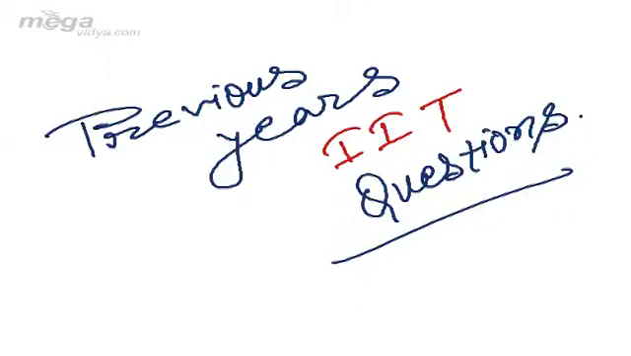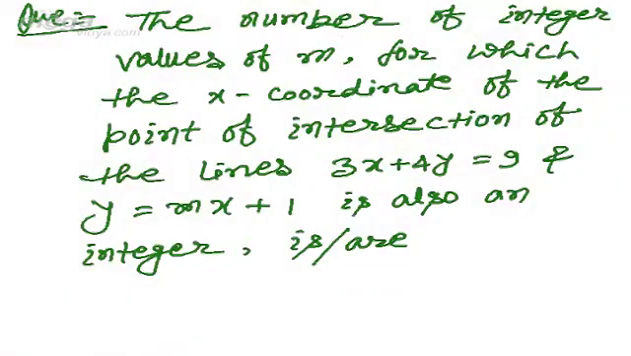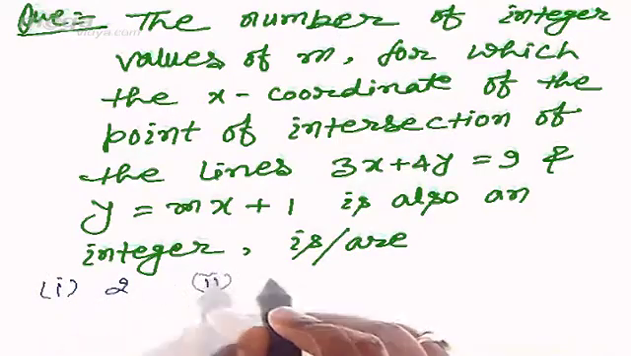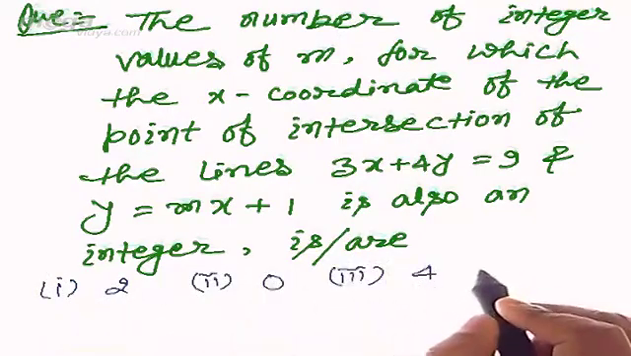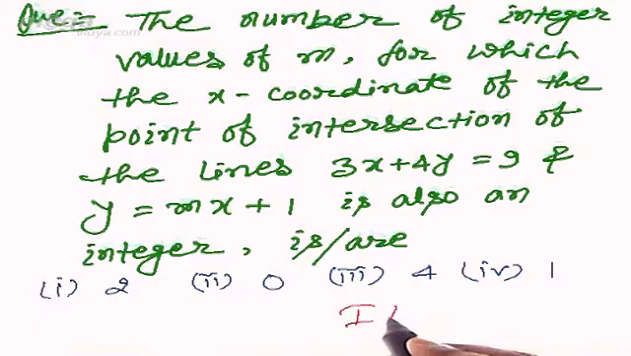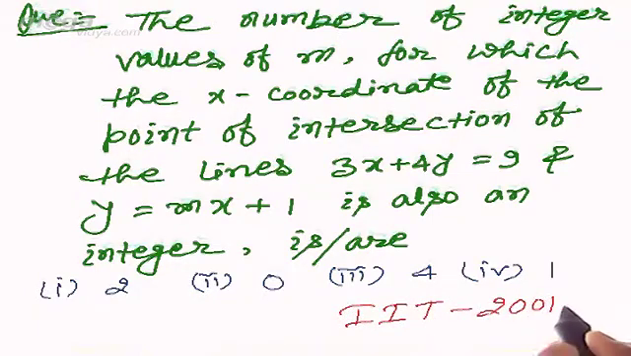Now I'm taking some previous year's IIT questions. So students, I'm starting with this question. The number of integer values of m for which the x coordinate of the point of intersection of the lines 3x plus 4y equal to 9 and y is equal to mx plus 1 is also an integer is? And your options are: the first option is 2, the second option is 0, the third option is 4, and the fourth option is 1. This is the question from IIT 2001.